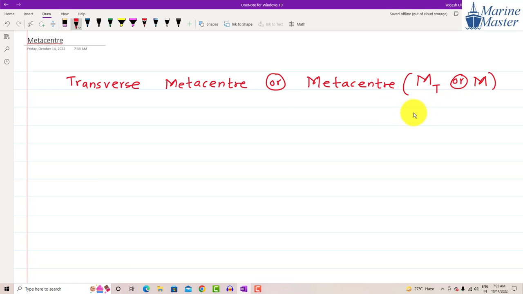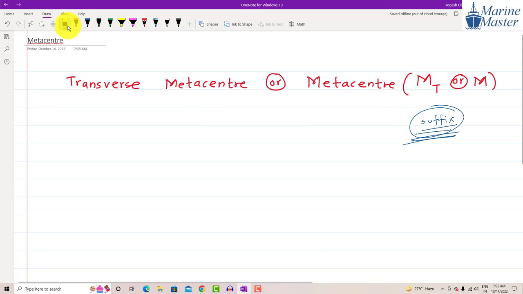We denote the transverse metacenter by M suffix T. See the word suffix: this T is in suffix. What is the meaning of the word suffix? Suffix means at the bottom, rightmost bottom. So here T is in suffix of M. M suffix T. So the transverse metacenter we denote by M suffix T or simply M.